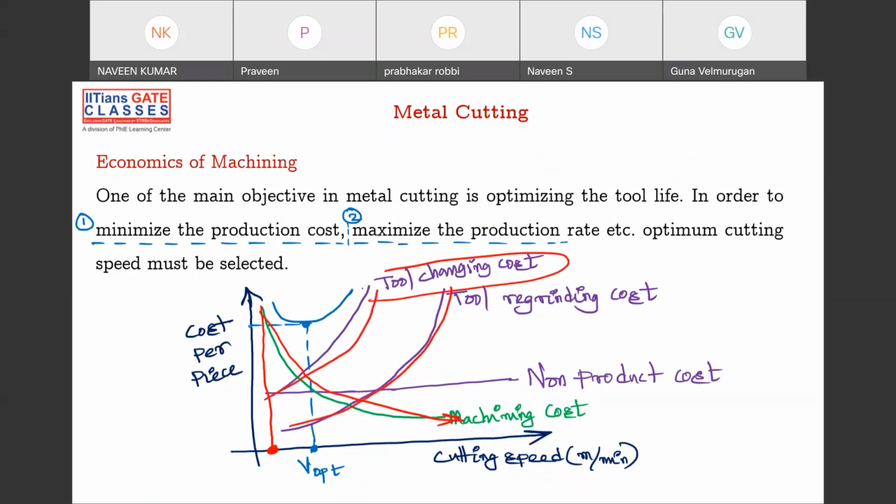What is tool changing cost? If the tool is completely worn off, you have to discard it. If the geometry is changed here and there, then you go to grinding and you adjust the geometry. So in both cases, what the green line is saying is machining cost will come down. Good, you are producing it very fast. But what is happening on the other hand?